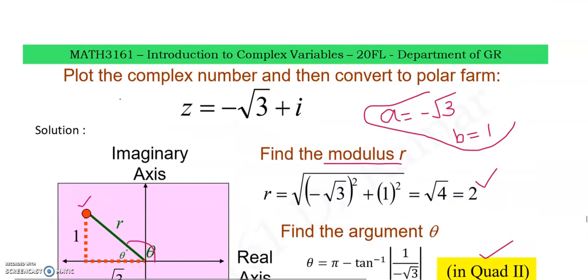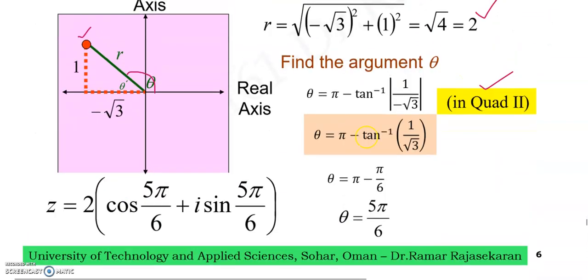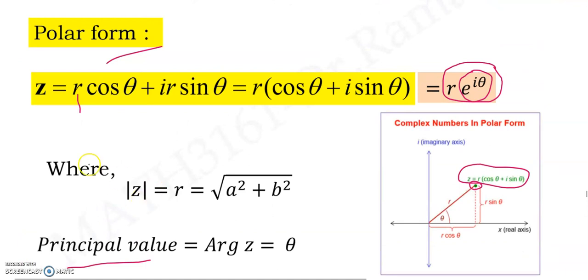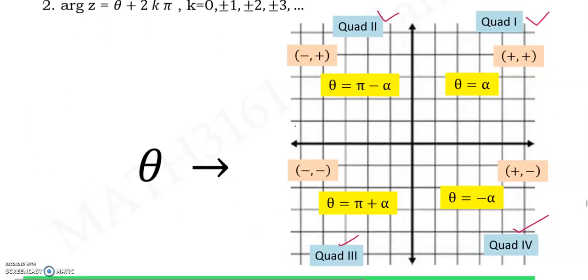Now what we have tried: plot the complex number. Yes, we completed that. Then convert to polar form. What is polar form? Polar form is nothing but z is equal to r cos theta plus i r sin theta, or r times cos theta plus i sin theta. So this is the polar form.